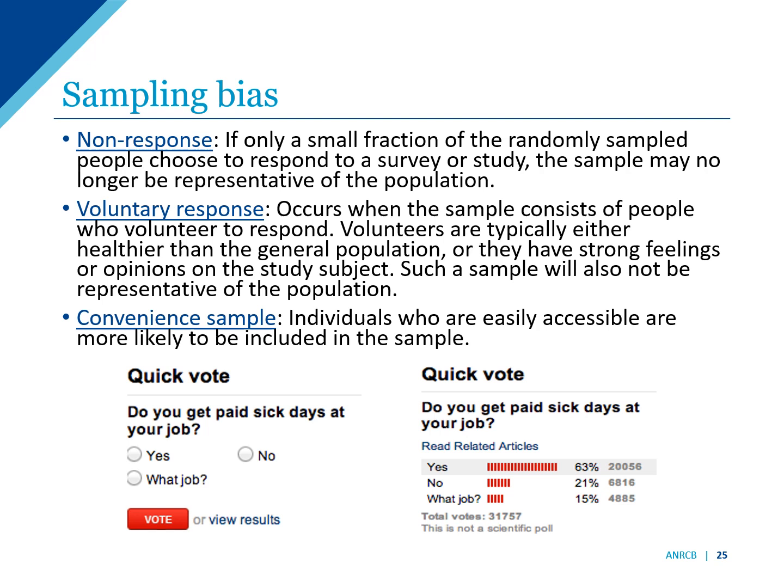Similarly, voluntary response occurs when the sample consists of people who volunteer to respond. Volunteers are often either healthier than the general population, or they have some personal investment, opinions, or feelings about the subject matter of the study. Either way, this sample will not represent the population. Convenience samples tend to include people who are easily accessible, like our example of the women's running group. All of these will lead to your sample not being properly representative of the population.